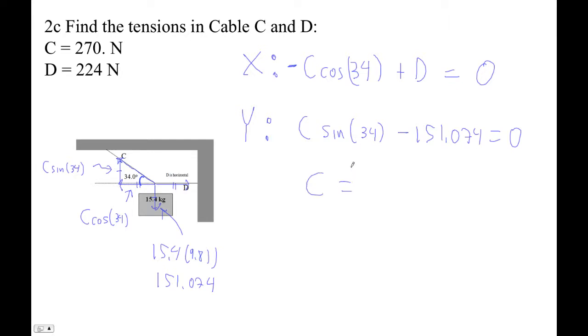So c equals the answer I just got, divided by sine of 34, 270.16. I'm going to store that in C actually, okay? And then to find D, I guess I'm going to take that and multiply by the cosine. Okay, so times cosine of 34, 223.976.